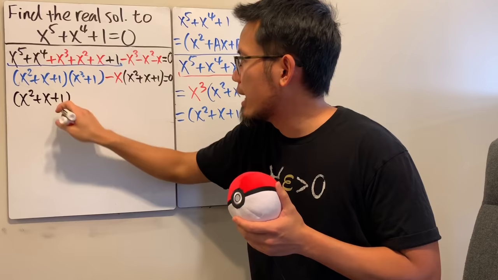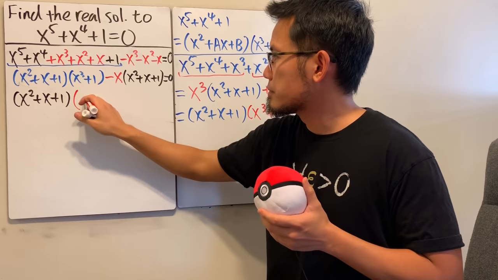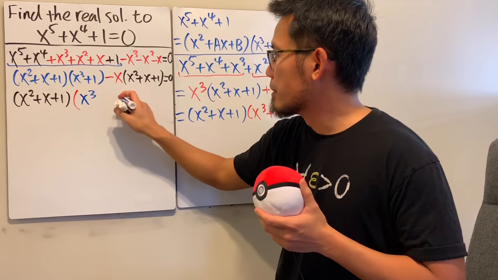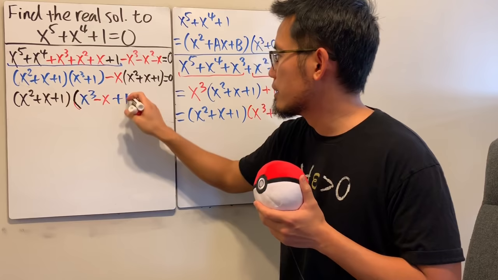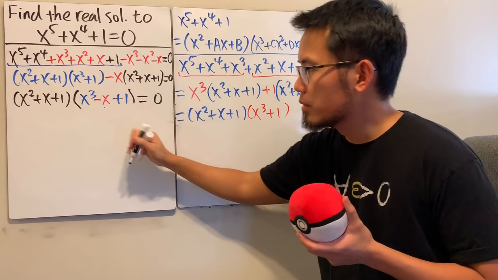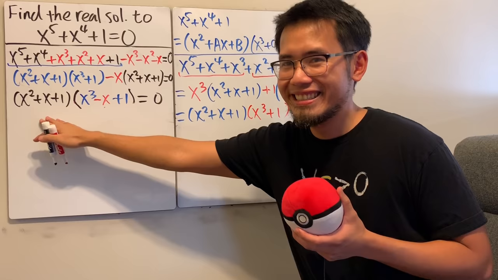So I will just put this down as, let me just do this in blue. We have x to the third power plus 1, but we have the minus x. Let me just put that down right here, like that. So put this down in black. Here we go. And that's equal to 0. And now, of course, we can just use the quadratic formula to solve this, but you will see this right here does not give you any real solutions. The only real solution is coming from the cubic.